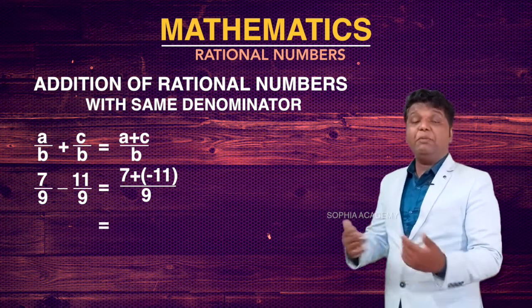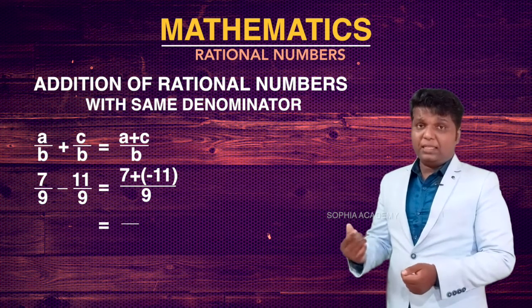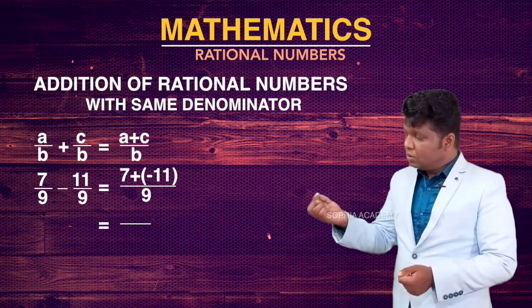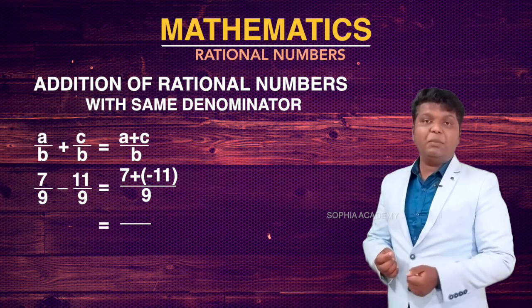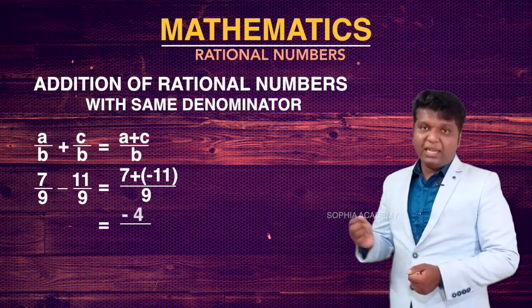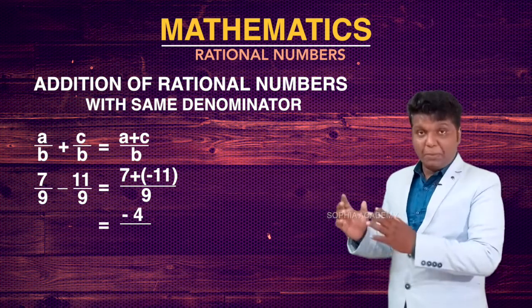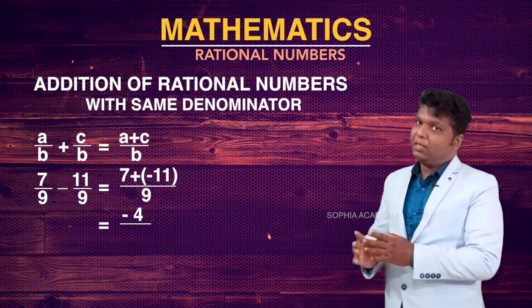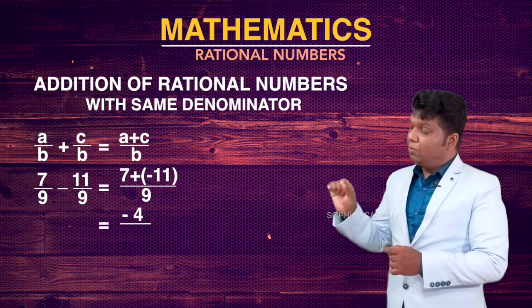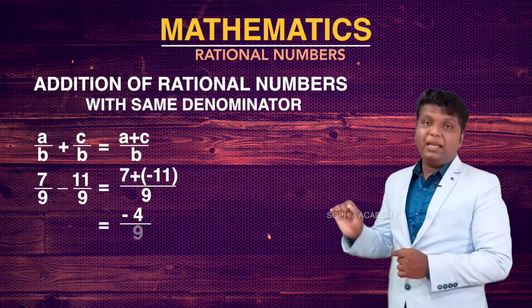That's equal to 7 plus minus 11. Plus and minus becomes minus itself. So 7 minus 11. What is 7 minus 11? It is minus 4, right? Because you are subtracting a bigger number from a smaller number, that's why it definitely will be minus. So minus 4 divided by 9.